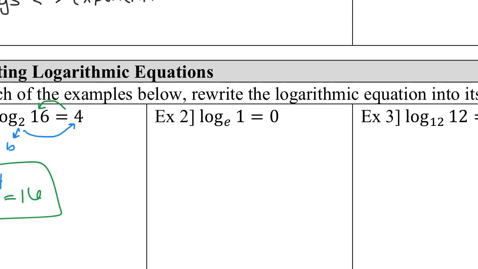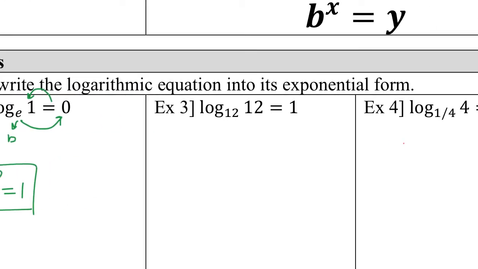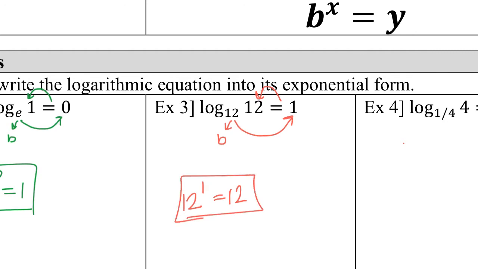Now example 2, log base e of 1 is equal to 0. Again, e is your base. This is that natural base e that we talked about earlier. e to the 0 power is equal to 1. And again, you can check this as well. Anything to the 0 does in fact equal 1, so this is true. Log base 12 of 12 is equal to 1. Again, 12 is your base, start there. So 12 to the first is equal to 12. Check if that's true. 12 to the first, well, that is just 12, so we're good.